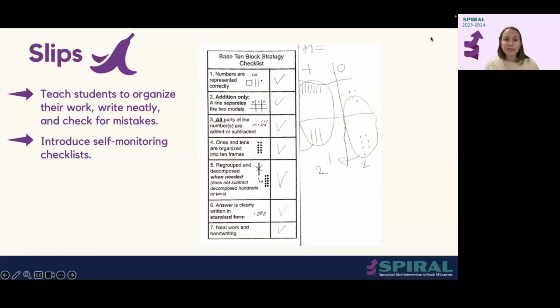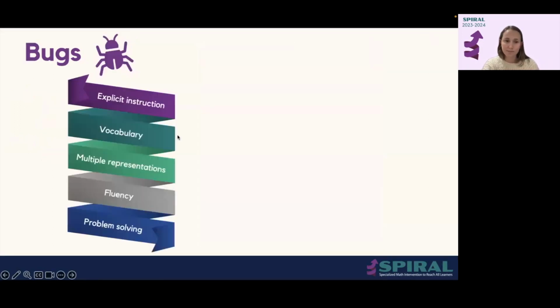And so, based on what errors you notice that your students are making, you can create a checklist that students can use to self monitor and try to avoid those common slips moving forward.